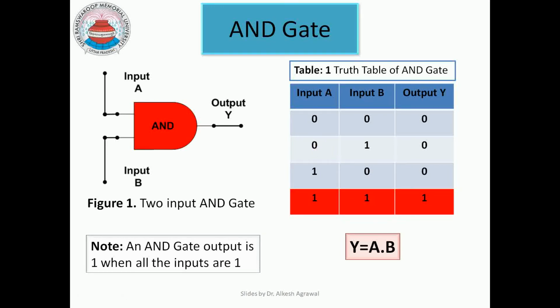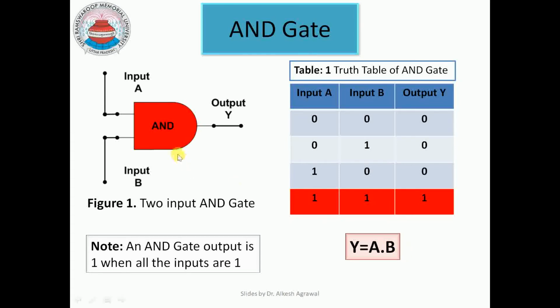When one of the input is high, that is input A is low and input B is high, again we have output is low or 0. If input A is high and input B is low, then also we have output low. But in the fourth condition, when both the inputs are high, that is 1 and 1, we have high output. So this is the basic uniqueness of this AND gate. That is, an AND gate output is high when all the inputs are high or 1. This is the Boolean expression, which is y is equal to A and B.